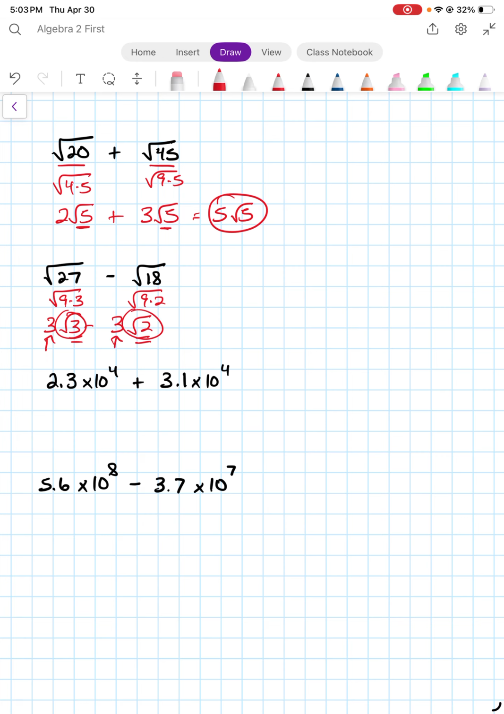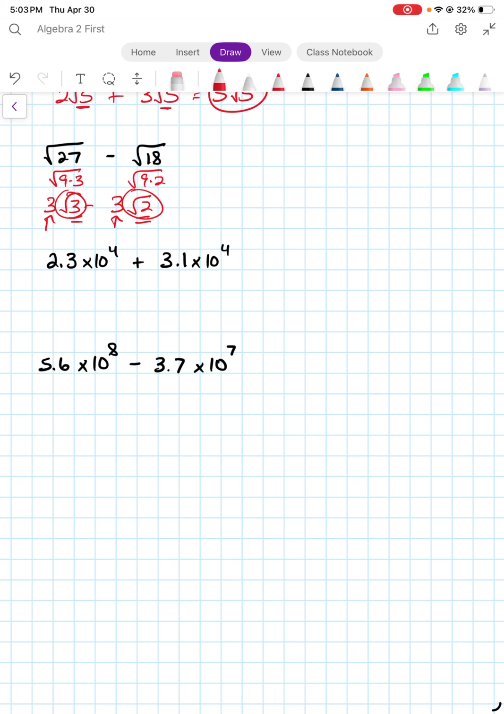The next one, the same thing applies to scientific notation. The 2.3 and the 3.1 are your coefficients. They tell you how many 10 to the fourth you have. Since both of these are 10 to the fourth, you can combine them. 2.3 and 3.1 gives you a 5.4. And again, just like the x's, just like the roots, the 10 to the fourth stays the same.